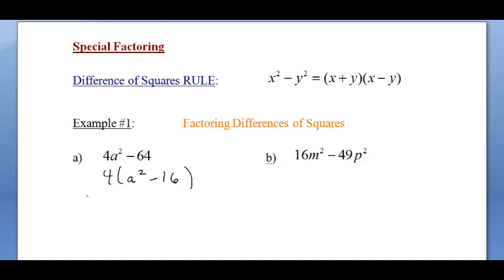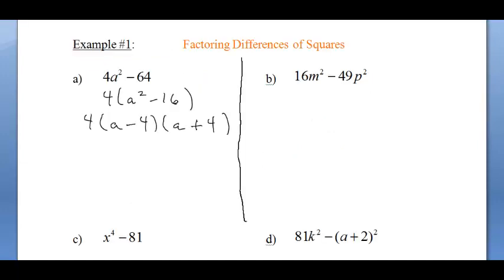So we're going to copy down the 4, that's our GCF, and now we're going to use this pattern to factor the a squared minus 16. A times a gives us the a squared. The 4 times 4 gives us the 16. Now if you look at our pattern, one of our factors has a plus sign and the other a minus. Order does not make a difference. So our final answer would be 4 times the quantity a minus 4 times the quantity a plus 4.